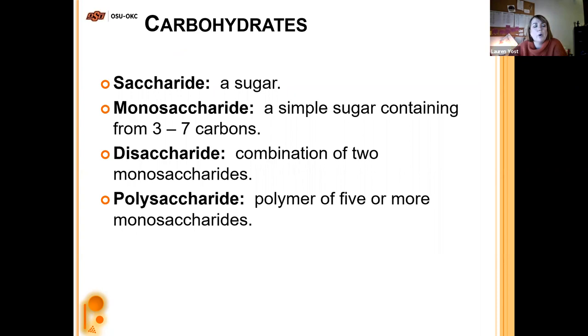So carbohydrates, we just did this: saccharide, sugar, a monosaccharide is that one unit, disaccharide, hook two of them together, polysaccharide, a whole junk full, right?